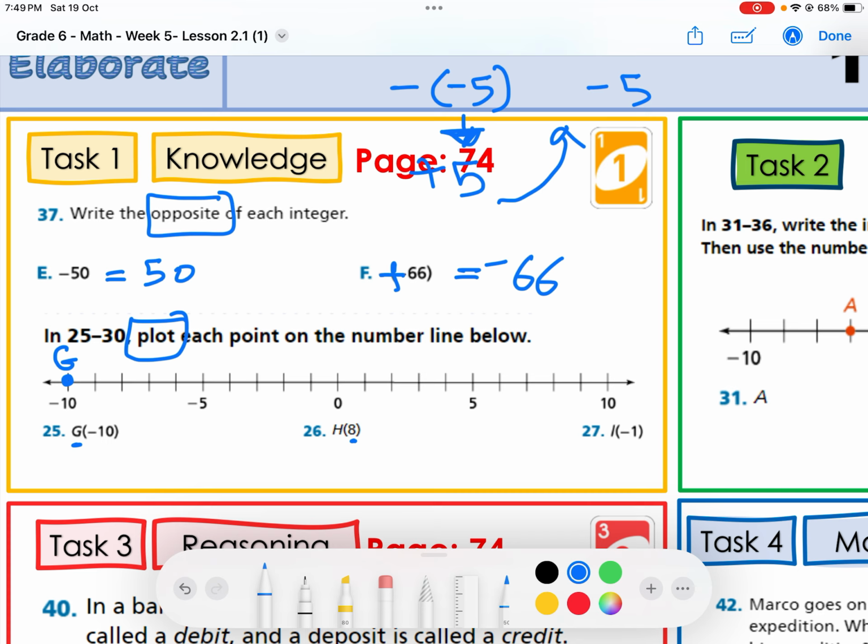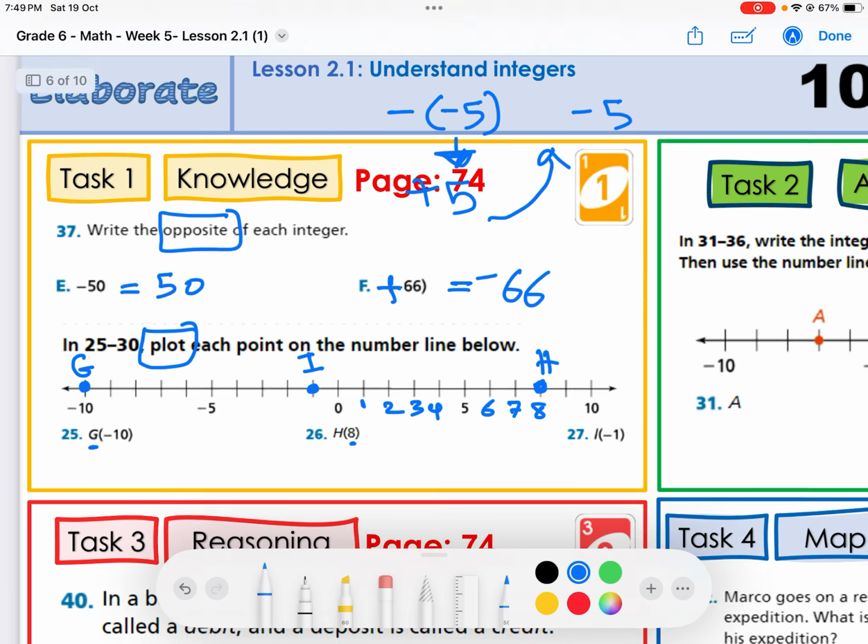Do you see 8 on the number line? We don't. So what I'm going to do is, I know 8 is to the right because it's positive, and I'm going to start counting. 0, 1, 2, 3, 4, 5, 6, 7, 8. So H will be here. Please put the point and the letter. Point and letter. Finally, we got point I, that's negative 1. We all know it's going to be to the left of 0. It's going to be here. That's point I. Okay, guys? So that's it for task 1. Find the opposite and plot.